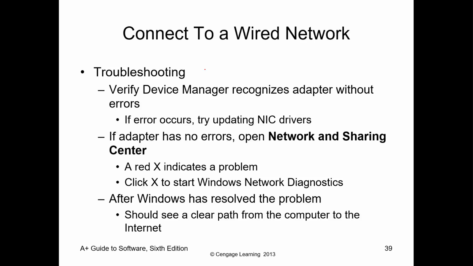So connecting to a wired network, troubleshooting. First, make sure that you have the appropriate network adapter or the NIC driver or the NIC card. Make sure that you have drivers for that NIC card. Make sure there's no red X's. Also, make sure you get an IP address. Make sure the cable is plugged in. That's always a common one.